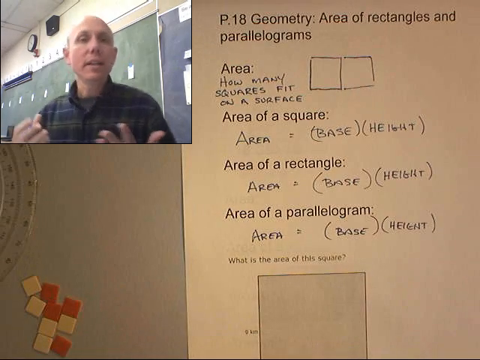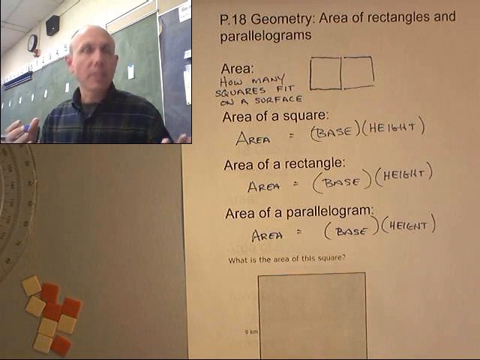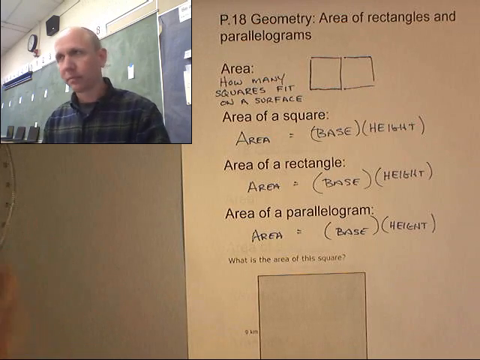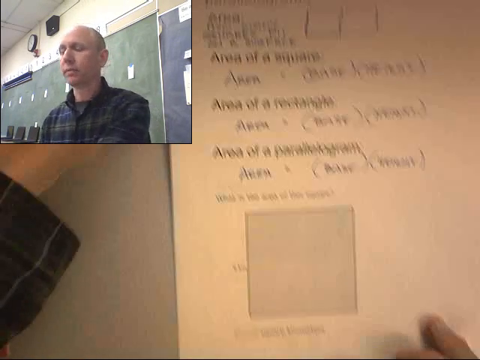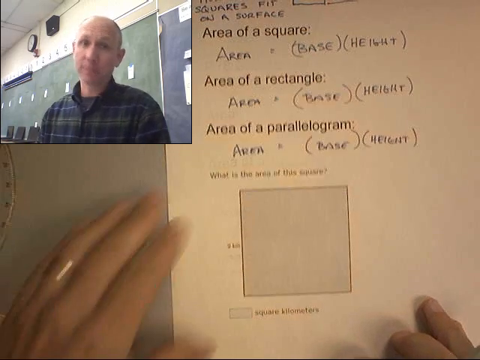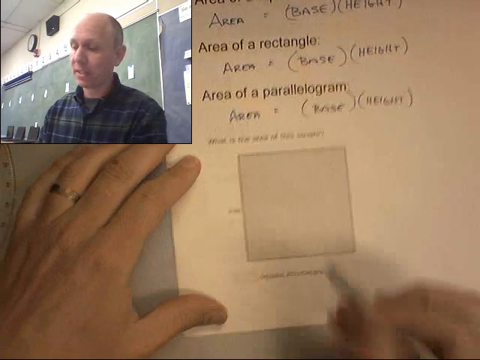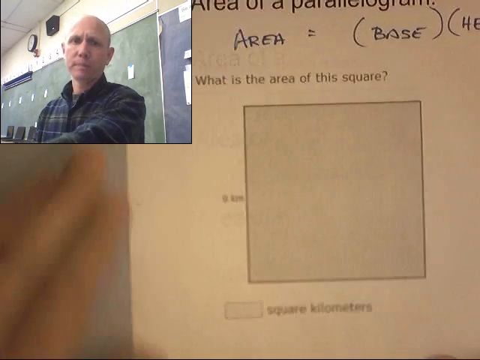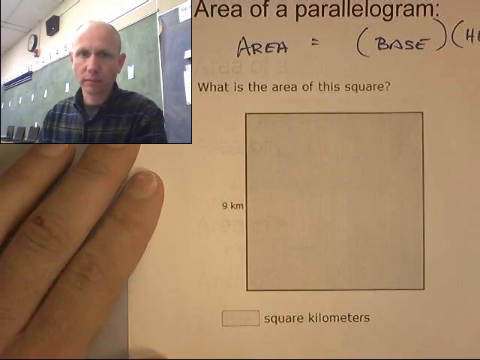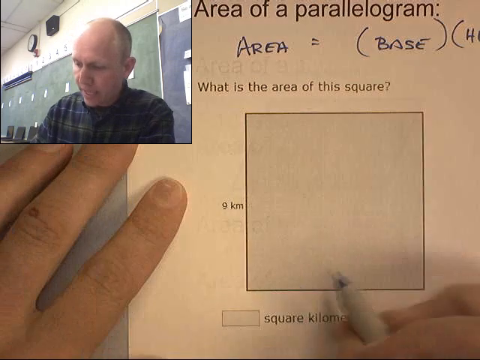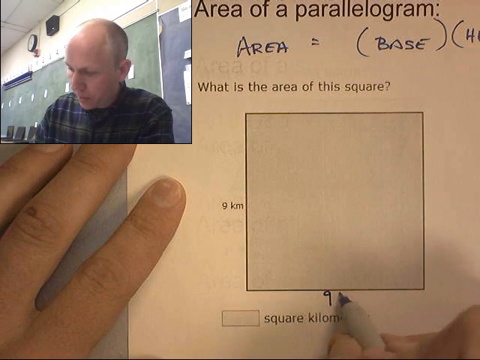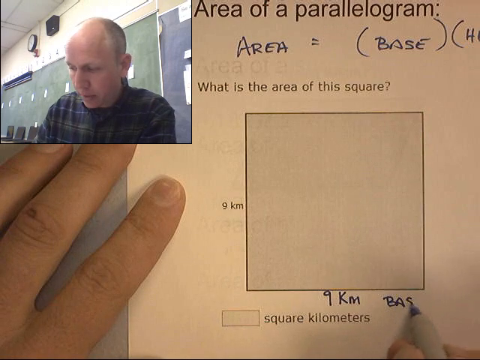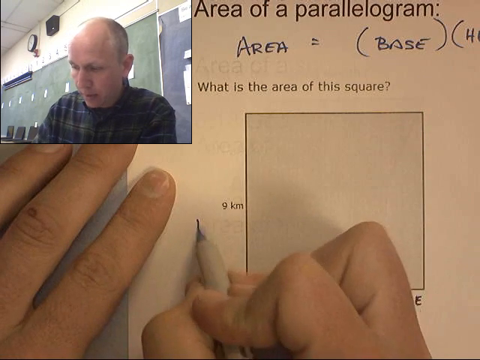So for these 4-sided objects, we just need to know the base and the height for the most part. That's not true in general, but for this section, you just need to know the base and height. So let's look at this. Here's a square. It's 9 kilometers this way, and it's 9 kilometers that way. This is the base. This is the height.